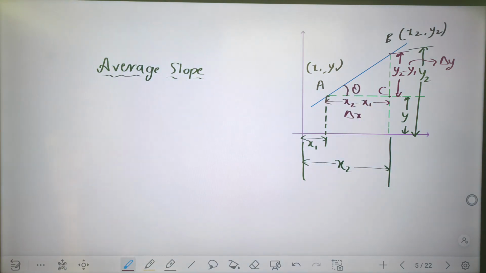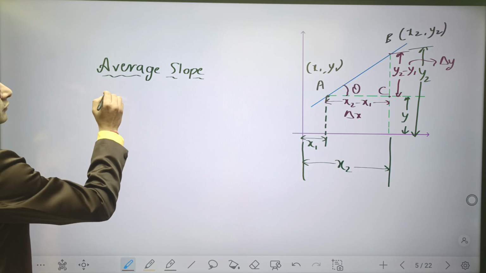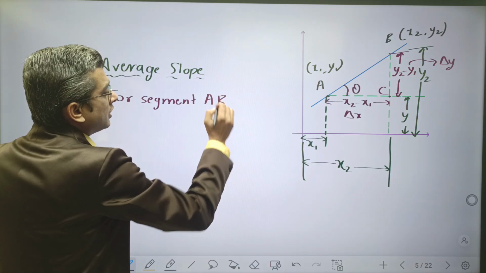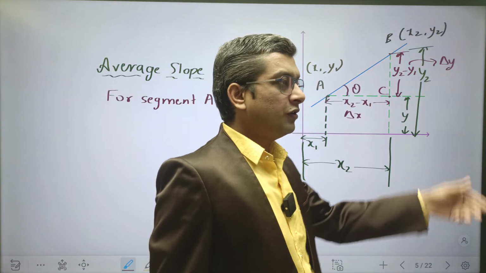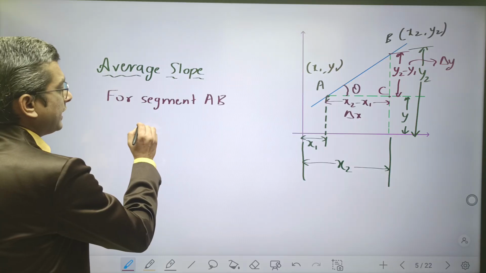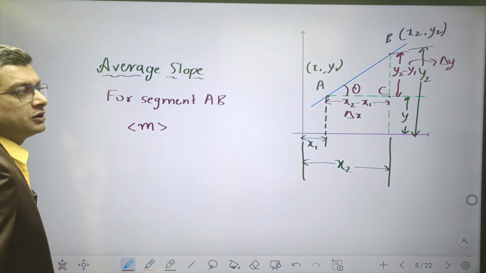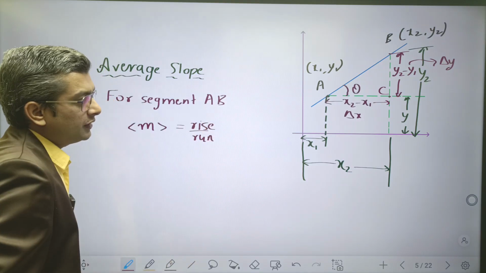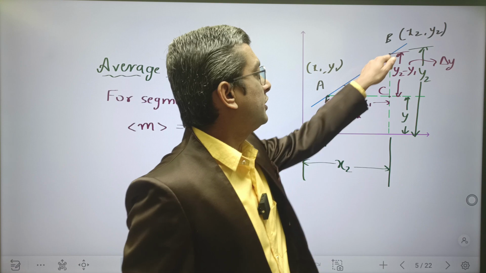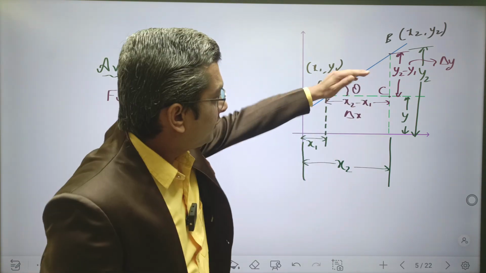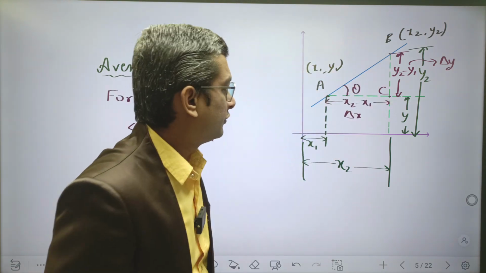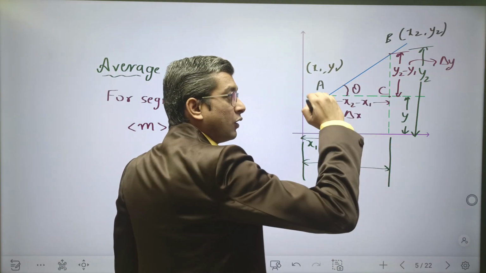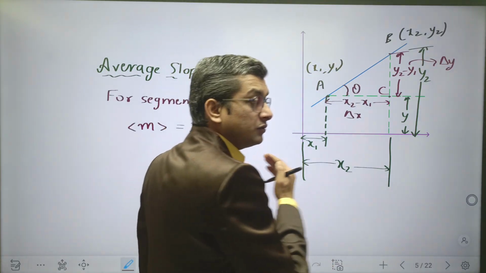So what is average slope? If I wish to find the average slope for the segment AB, or you can say when you move from point A to B, what is the average slope for that segment? Average slope is given by this symbol, equal to rise by run, as we have learned earlier. And what is rise? When you move from point A to B, it means the shift in vertical direction. As you move from A to B, you have shifted by amount CB along the vertical direction. And what is run? The shift along the horizontal direction.